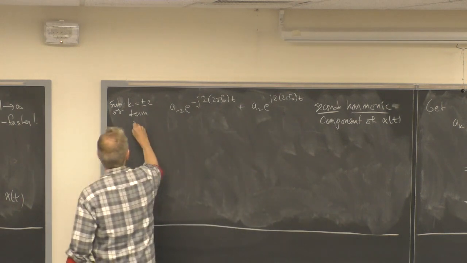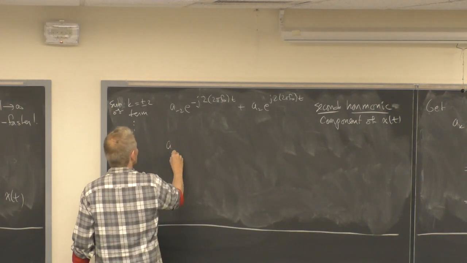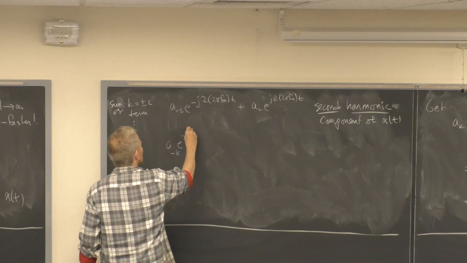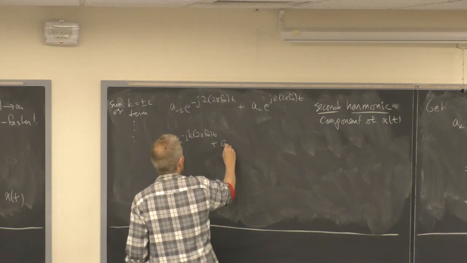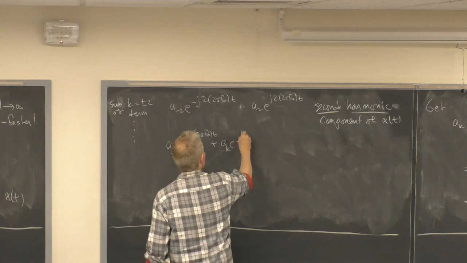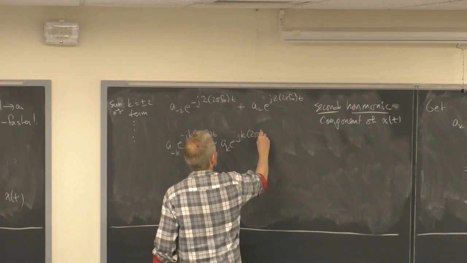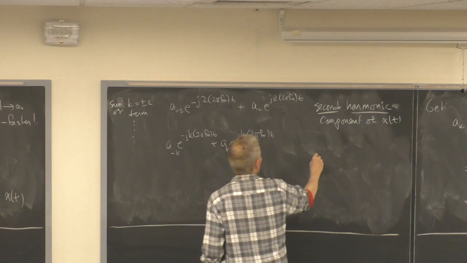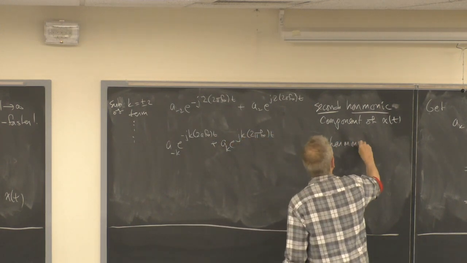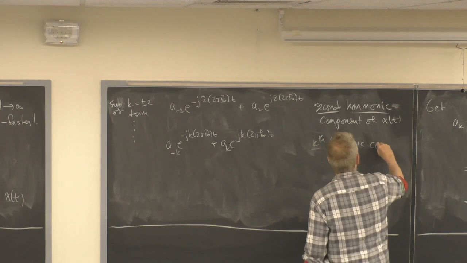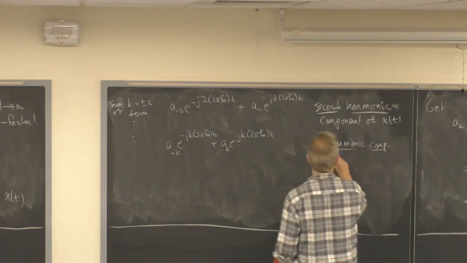And so this goes so and so on. a sub minus k e to the minus jk 2 pi f0 t plus a sub k e to the positive jk 2 pi f0 t. We call this the kth harmonic component of x of t.